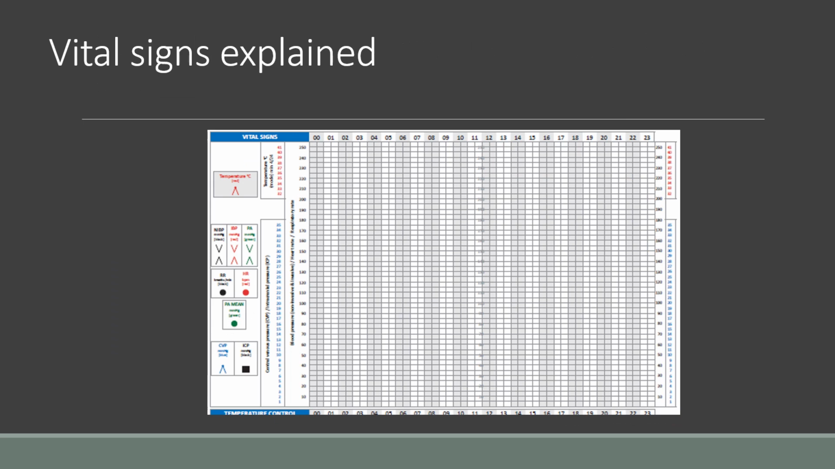So just in a bit more detail, vital signs explained. I already said that we do them at least hourly, but they could be more and less frequently as required, depending on your patient.